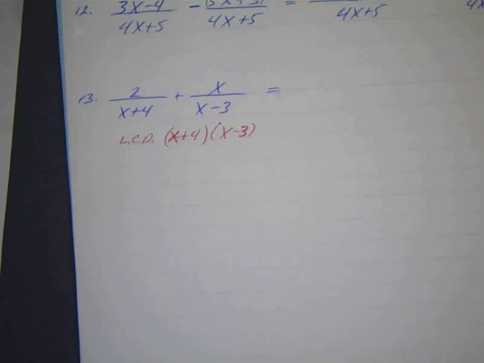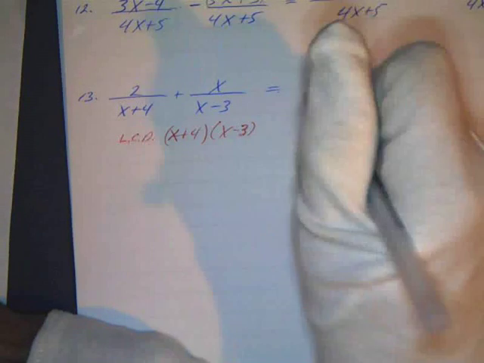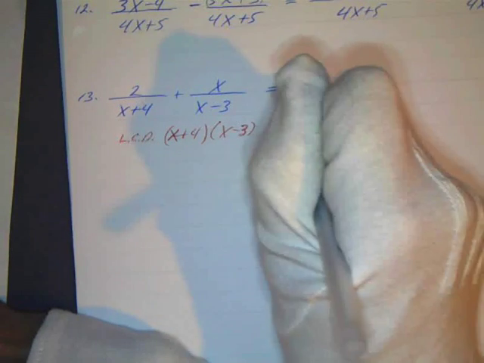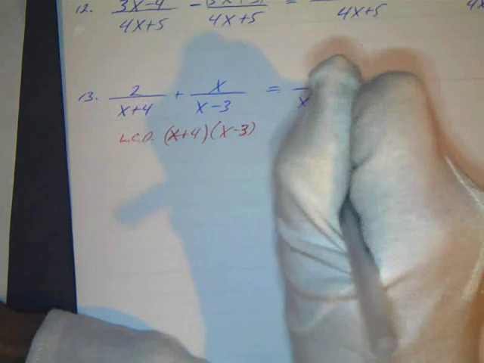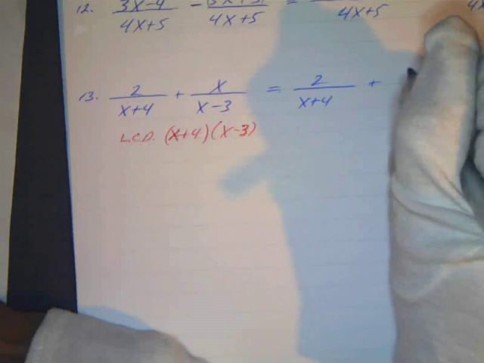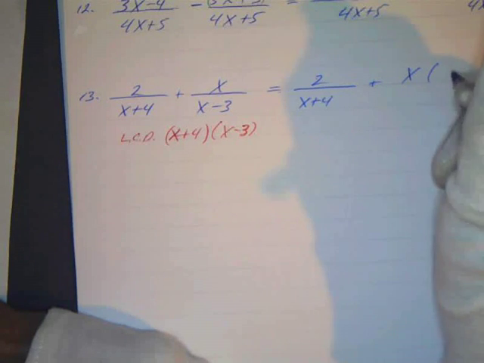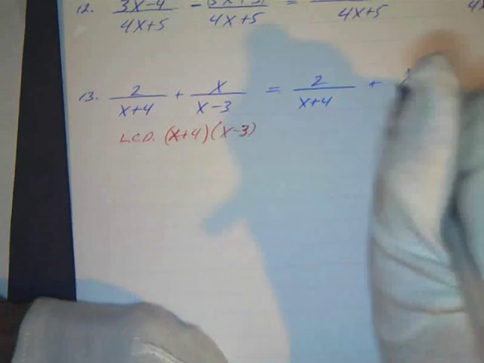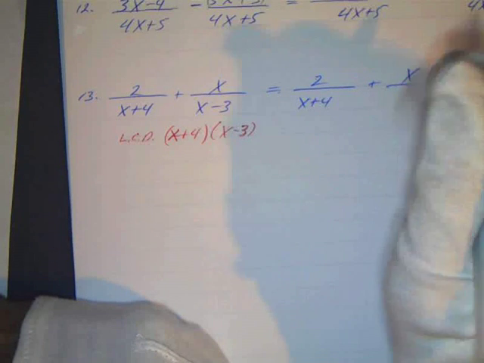So I'll rewrite this, leave ourselves a little bit of room. So we got 2 over x plus 4 plus x over x minus 3.